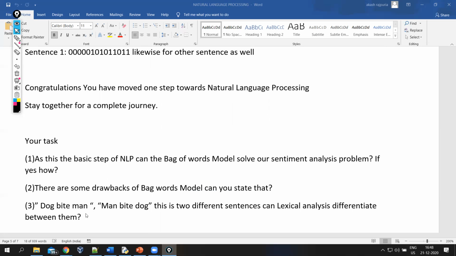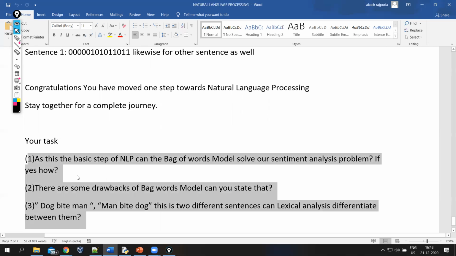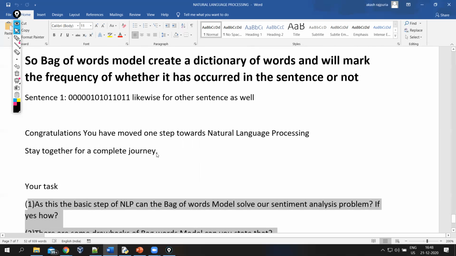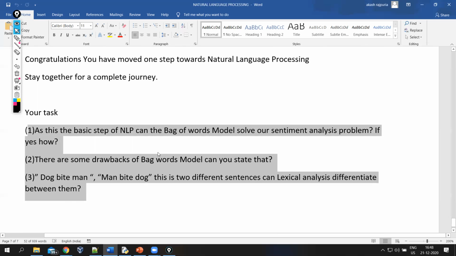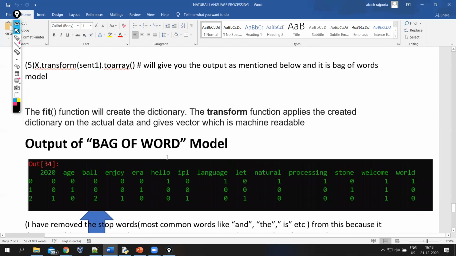Try to answer this question as your task. This is very important to answer. If you have understood it, you can answer it. Simple as that. You can at least try it, and I will tell you whether you are on the right track or not. Congratulations on completing the first step to natural language processing.